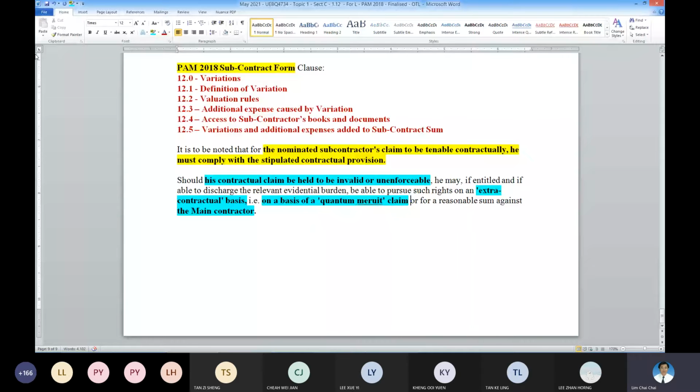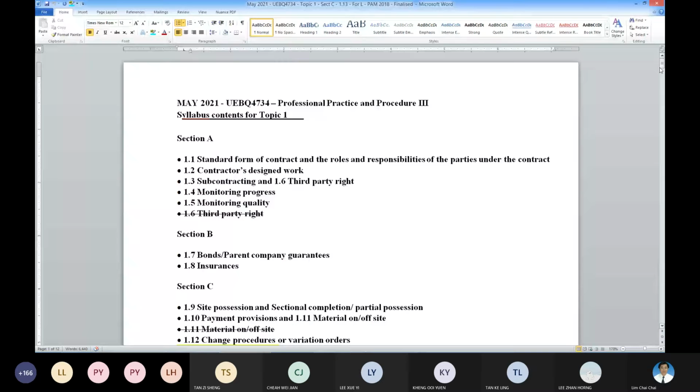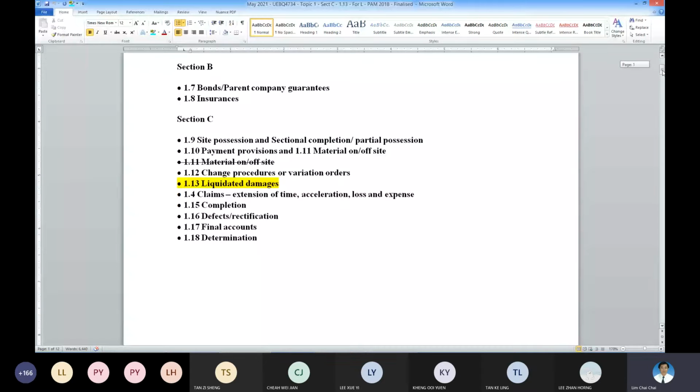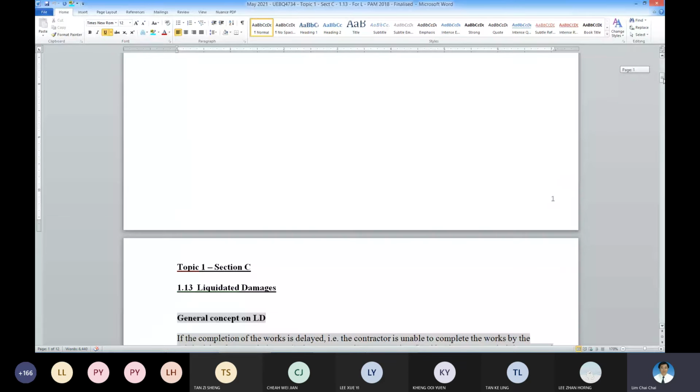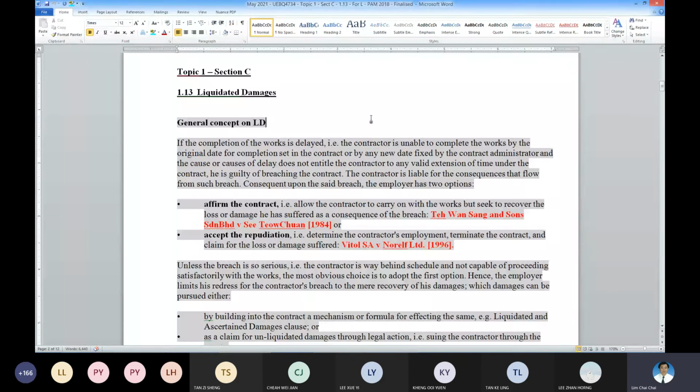We're going to continue with your topic 13. And topic 13 is related to your liquidated damages, LD. So what is LD? So as usual, you can see once I highlight in gray, it is the general concept or common law concept.